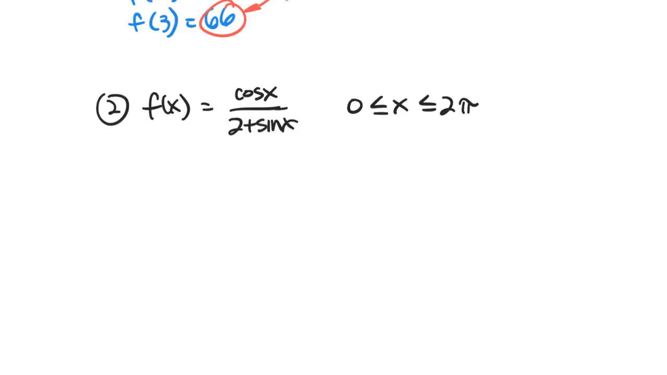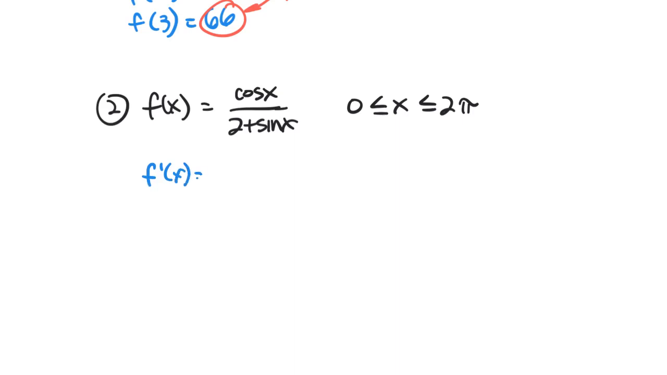Okay. So same thing as before, we need to find the critical numbers, and then we need to evaluate the function at the critical numbers, and also we need to evaluate the function at the two endpoints, 0 and 2 pi. So first thing to do is go ahead and find f prime of x, and in this case we're going to have to use the quotient rule.